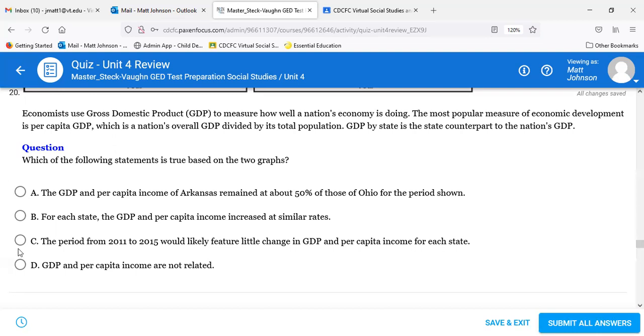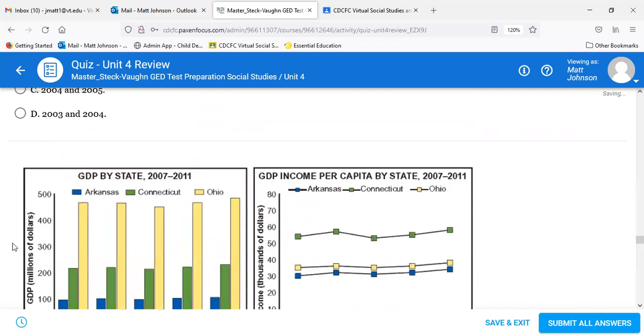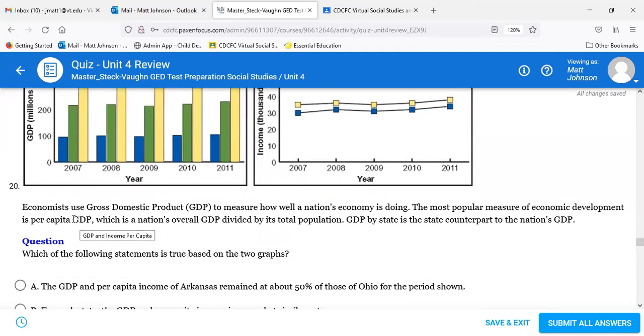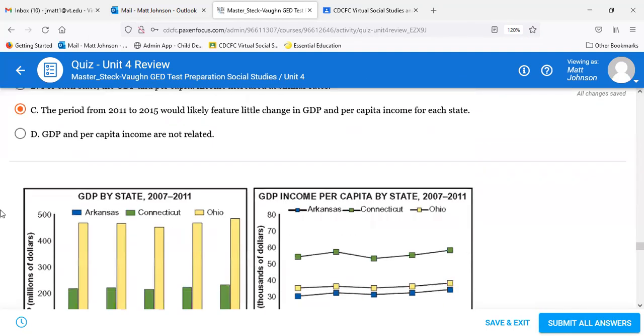C, right? There's very little change, either on the line graph or the bar graph, especially on the bar graph, right? Very little change in those years as far as GDP by state. And then the same goes for the GDP income per capita there. So 20 is C as in cat.